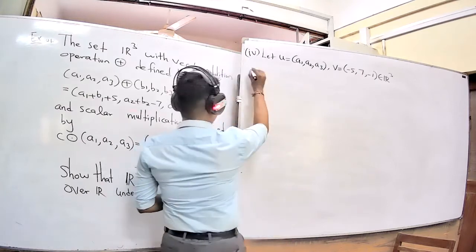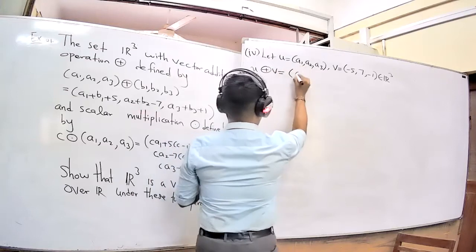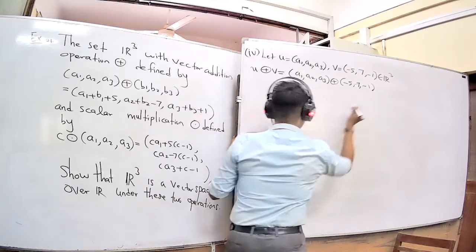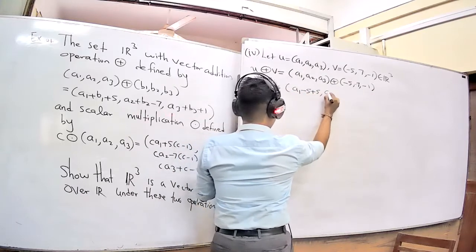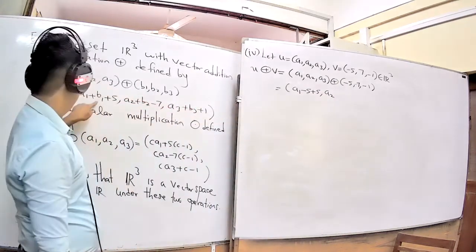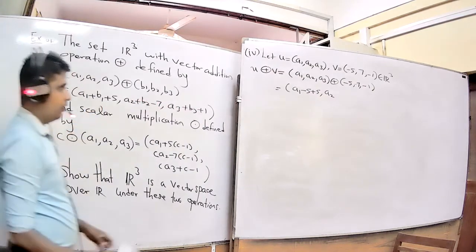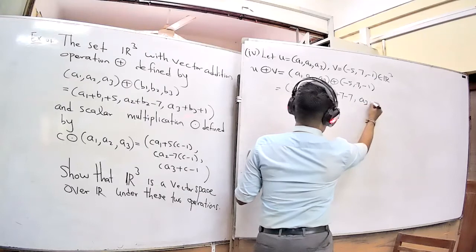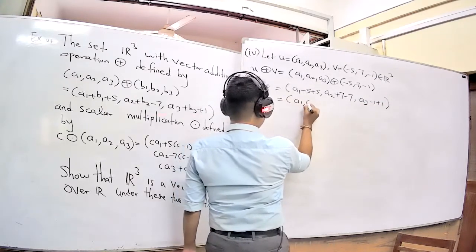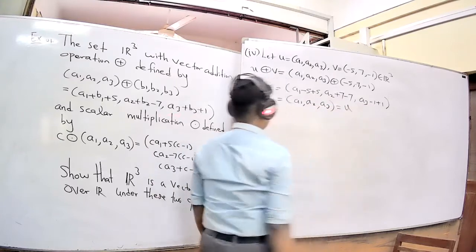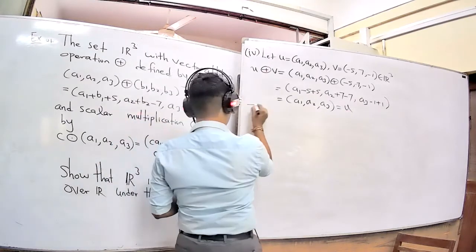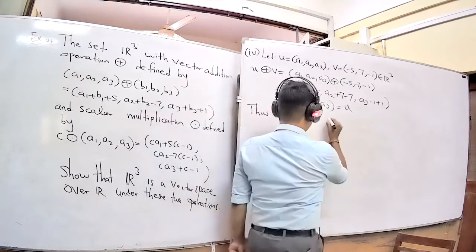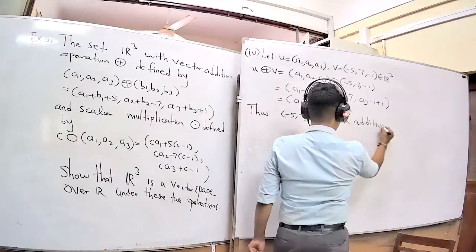Right, this one, U, V, okay, it's A1, A2, A3, the vector addition: A1 plus -5 plus 5, A2 plus 7 minus 7, A3 minus 1 plus 1. Then you get U again, no? A1, A2, A3, because that cancels. It is your U. Thus, that is the identity. Thus, -5, 7, -1 is an additive identity.